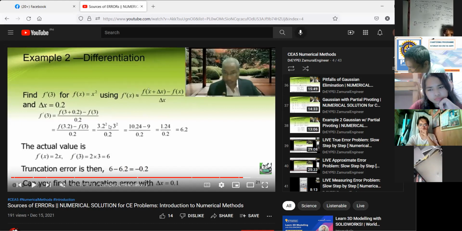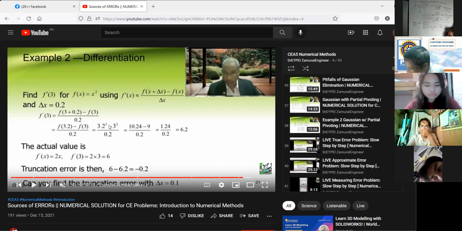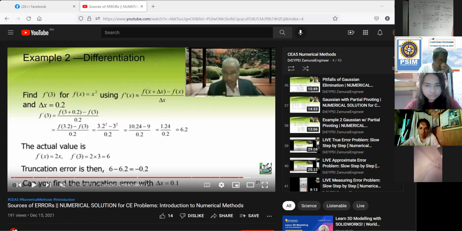What about f(x plus delta x), where x is equal to 3? We have to solve for 3.2, because delta x is 0.2 and x is equal to 3. So 3.2 squared is how much? Let us use our calculator. Mode 1. 3.2 squared. That is 10.24. Is that correct? 10.24.